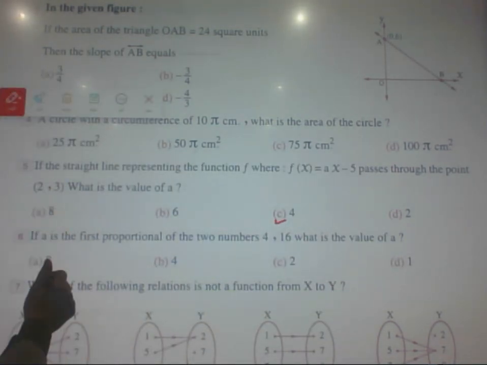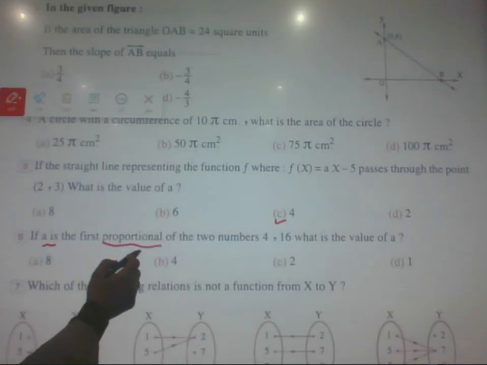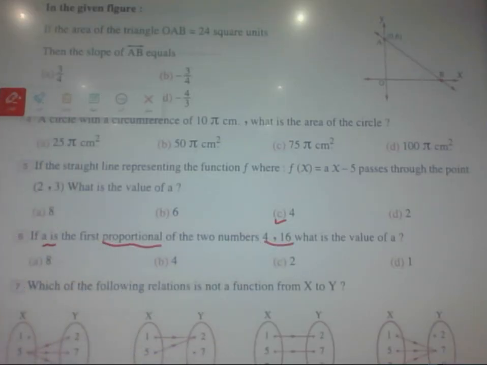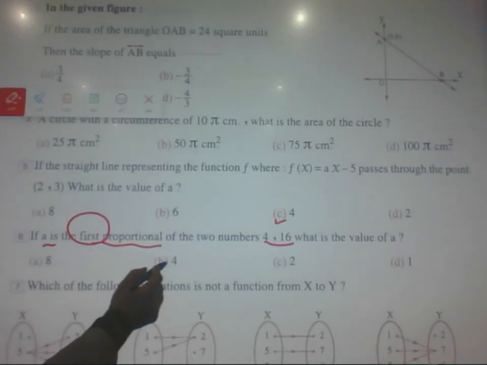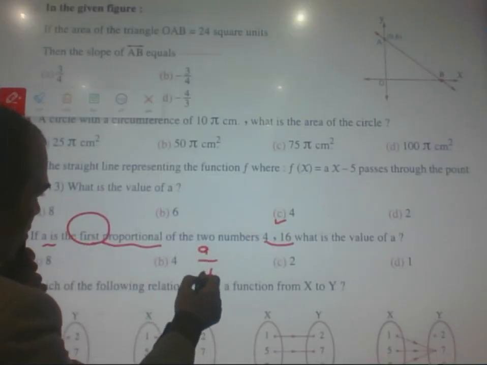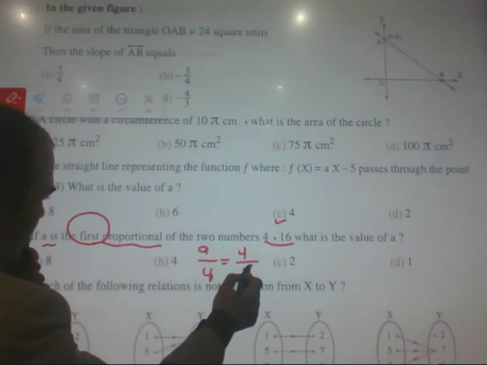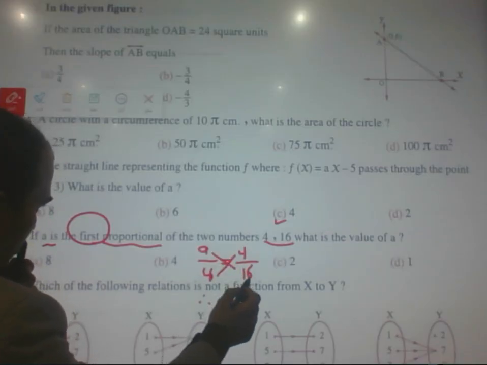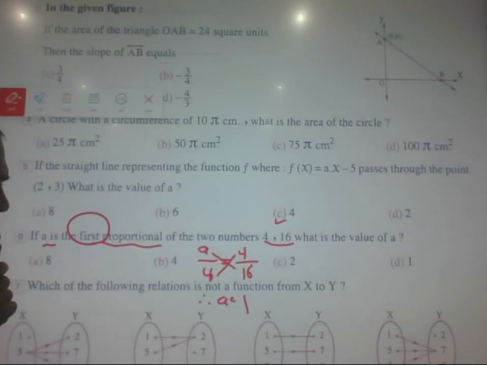Next question. If a is the first proportional of two numbers 4 and 16, what is the value of a? Okay, a is the first proportional. We can write a over 4 equals 4 over 16. Then the value of a equals 4 times 4, 16, 16 divided by 16 equals 1. Choose letter D.